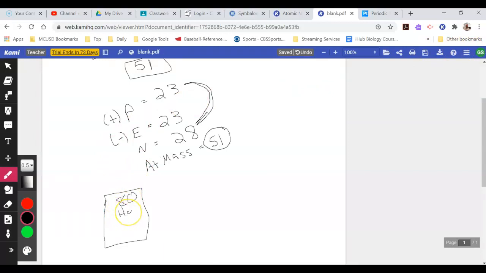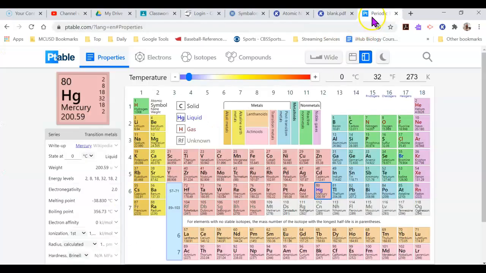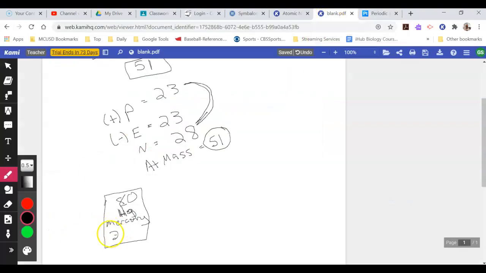Mercury has the symbol Hg. That has nothing to do with how we say the English word. That comes from its Latin roots. So Hg, and then let's look at its atomic mass, 200.59. So we have protons, electrons, neutrons, and its atomic mass. Since we have the 5 in 200.59, we can go ahead and make that 201.